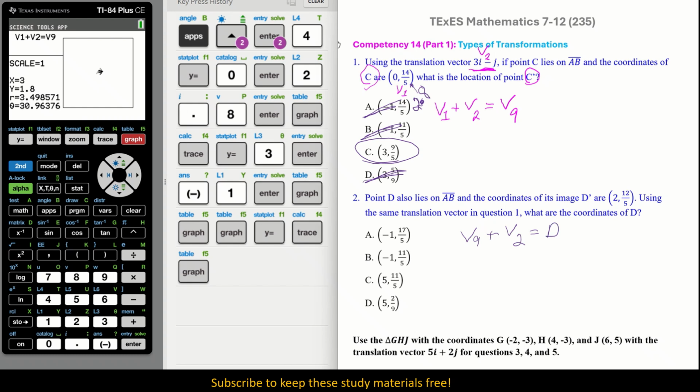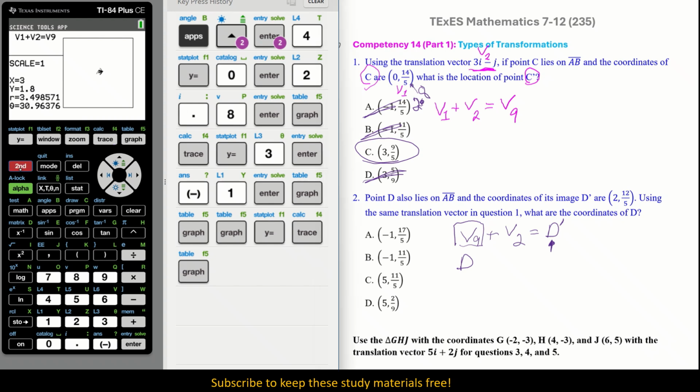But that's not what's really going to go on. We're going to say D prime. So this is D. We need to find out what D is. So what do we really have? We need to populate D prime into something. So let's put it in one of our vectors on our calculator.